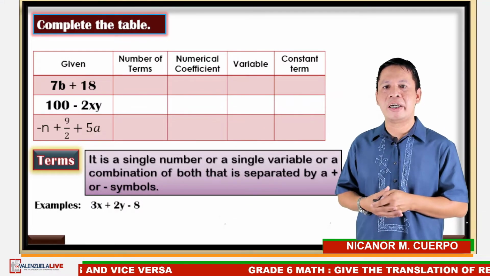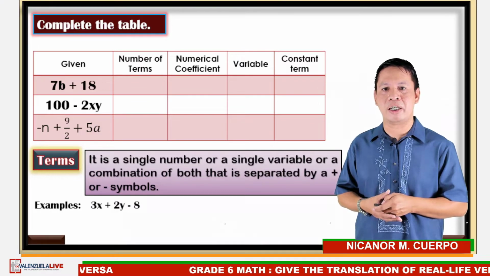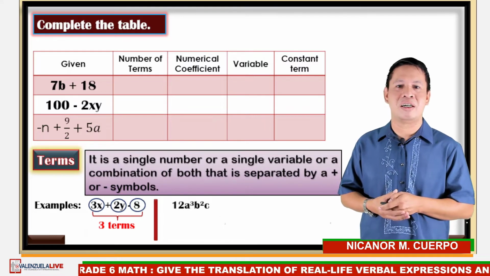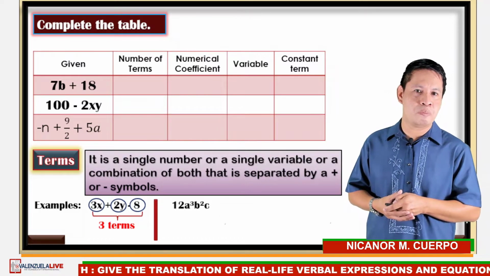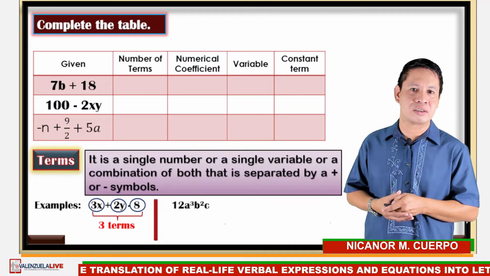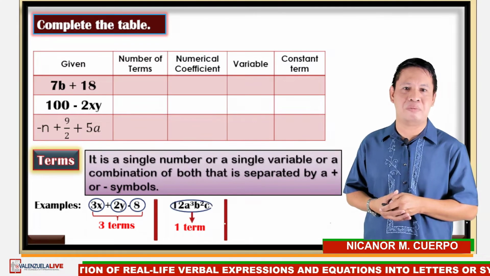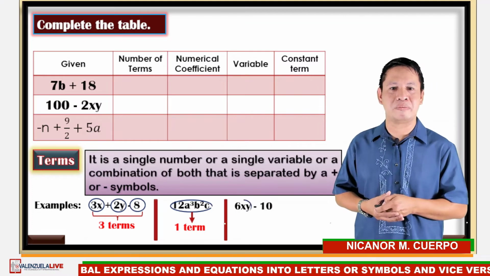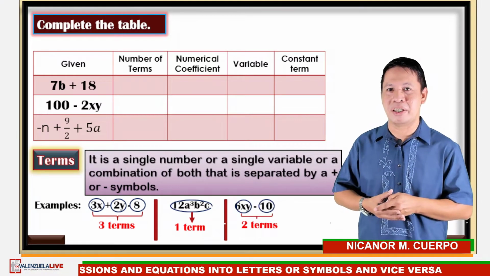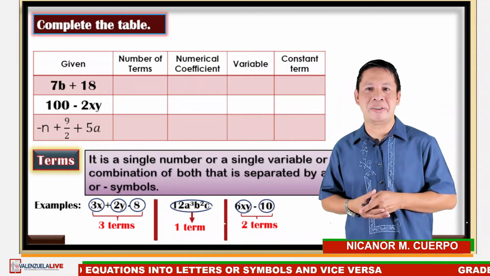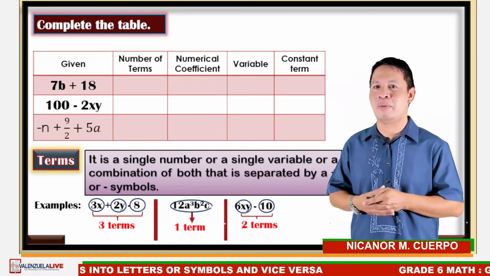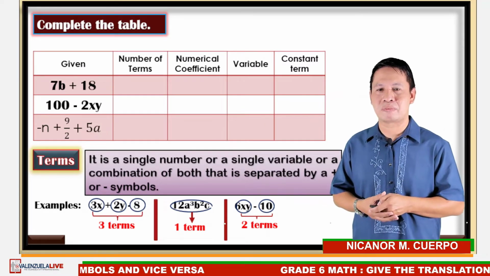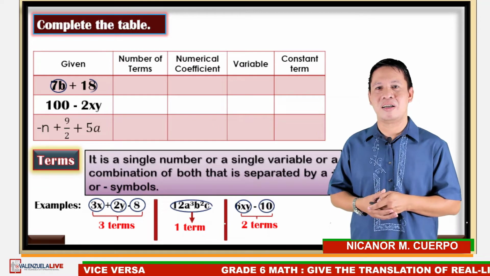Examples: 3x plus 2y minus 8. There are three terms. 12a cubed b squared c. There is one term. 6xy minus 10. There are two terms. Now, you can now determine the number of terms for each given expression. 7b plus 18. How many terms? Correct. There are two.